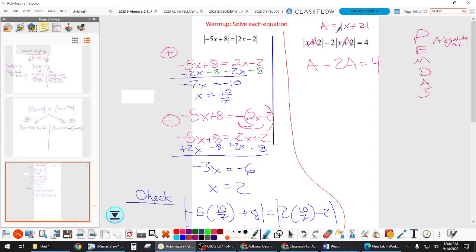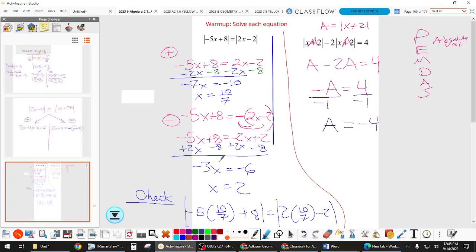So from here, we can work with A like it's just any other variable. So what is A minus 2A? It's negative A. Okay? We want to get rid of the negative next. How would we do that? Divide by negative 1. Now we have A equals negative 4. That's way easier than dealing with all those absolute values, right?